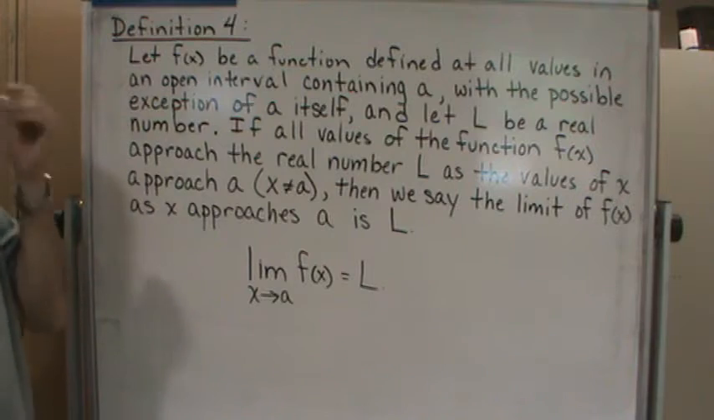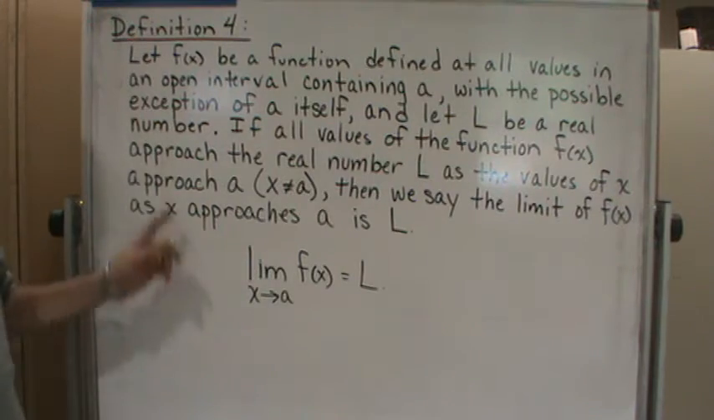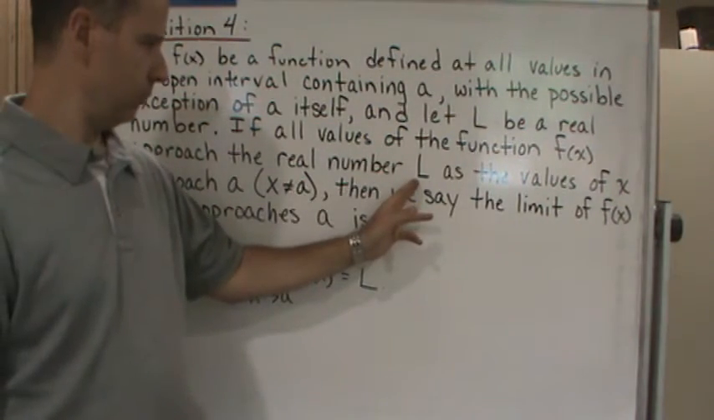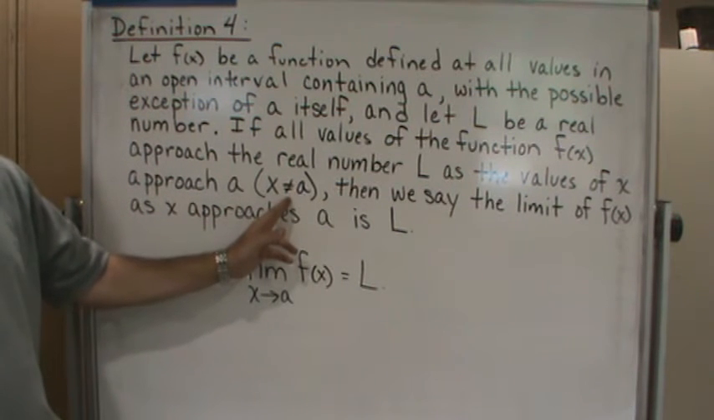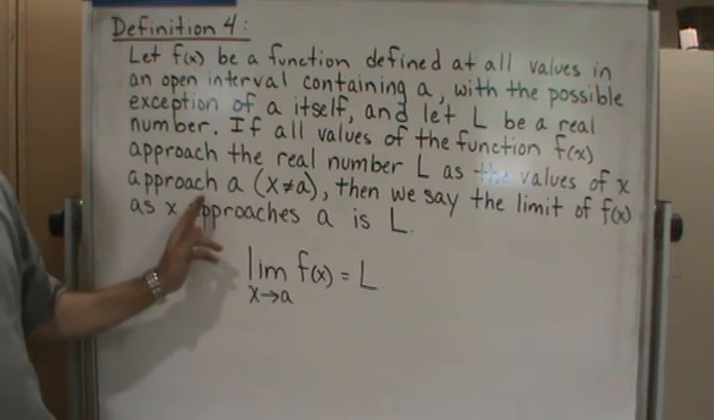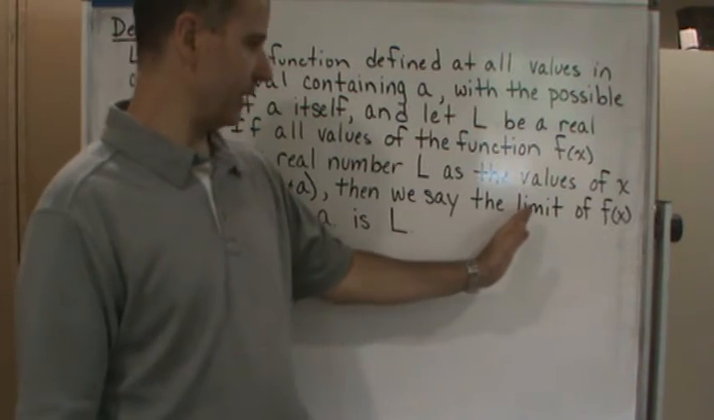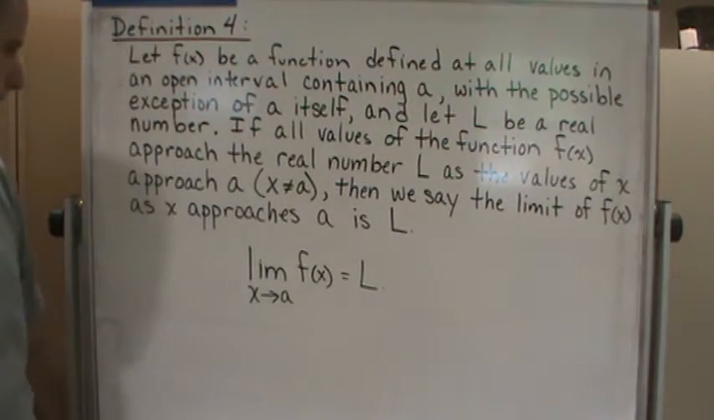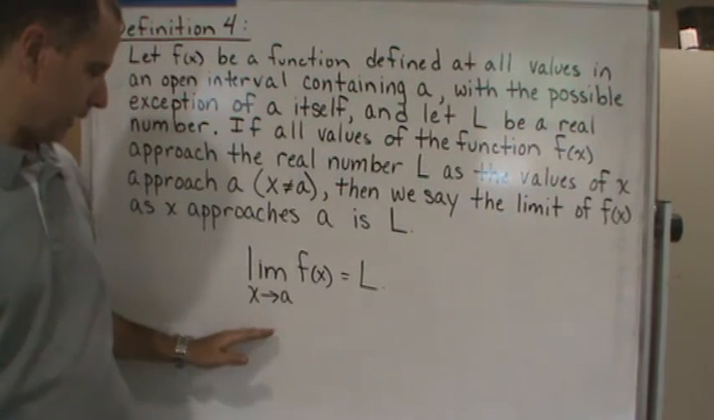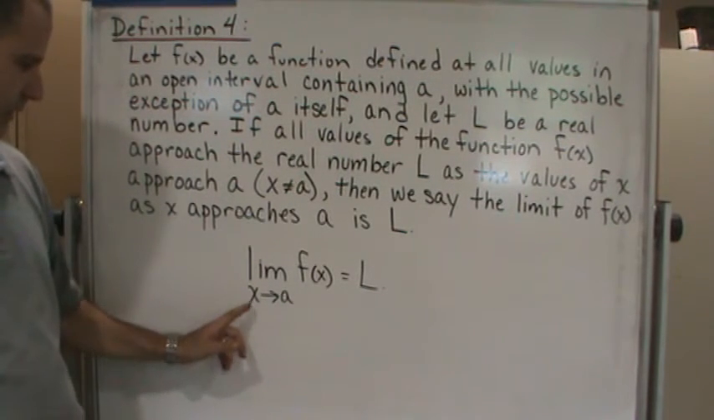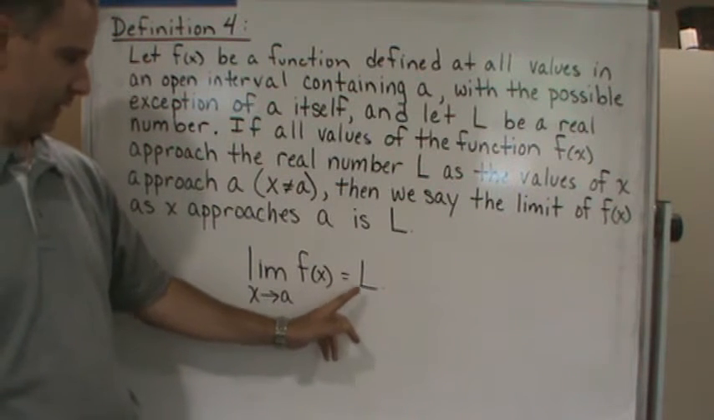Now, if all values of the function f of x approach the real number L as the values of x approach a, of course not equal to a, but approach a, which means it gets relatively closer and closer to a, then we say that the limit of f of x as x approaches a is L. And symbolically, we write it this way. The limit as x approaches a of f of x equals L.